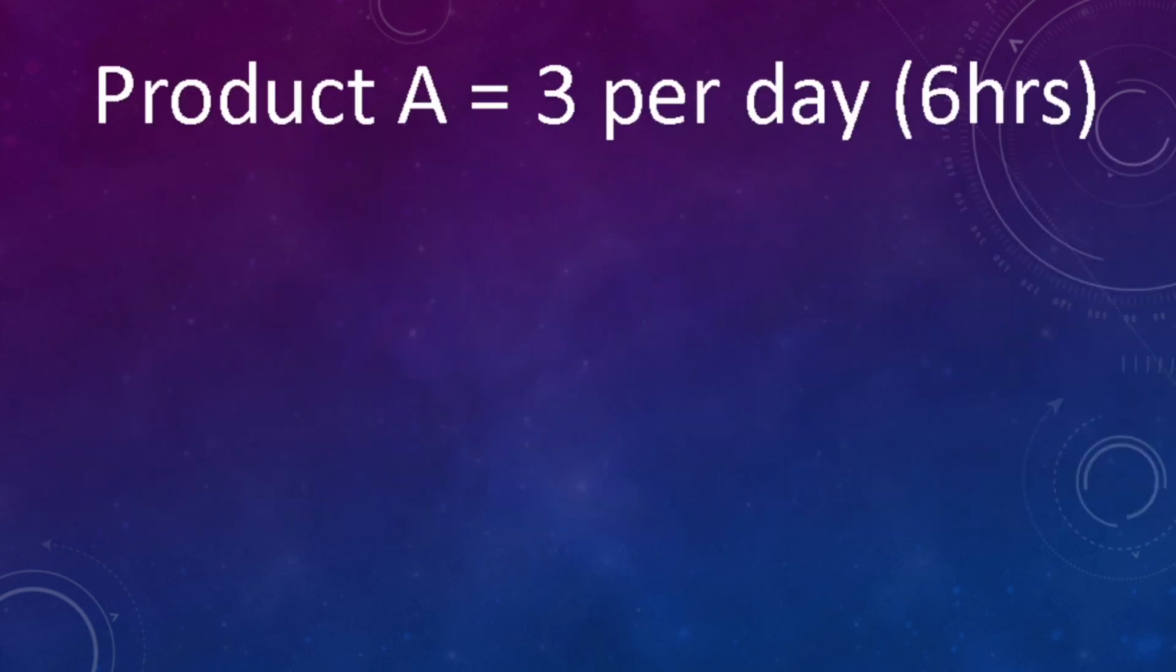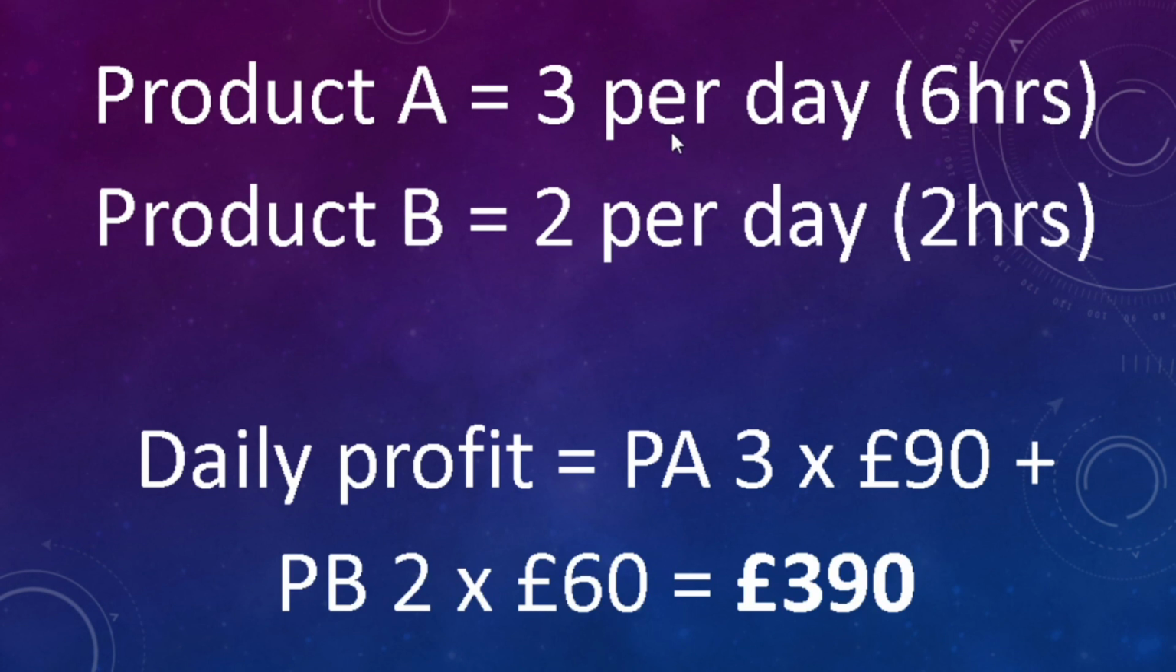So this is our common sense, right? Product A. Since our production is only 8 hours, what we will do is, for example, make 3 units per day. Since each unit takes 2 hours, we consume 6 hours. Then for product B, since only 2 hours are left, we make 2 units per day. So if we compute our daily profit, for product A, 3 units times 90 pounds is 270, plus 2 times 60 pounds, since we earn 60 pounds on each product, is 120. The result is 390 pounds of profit.